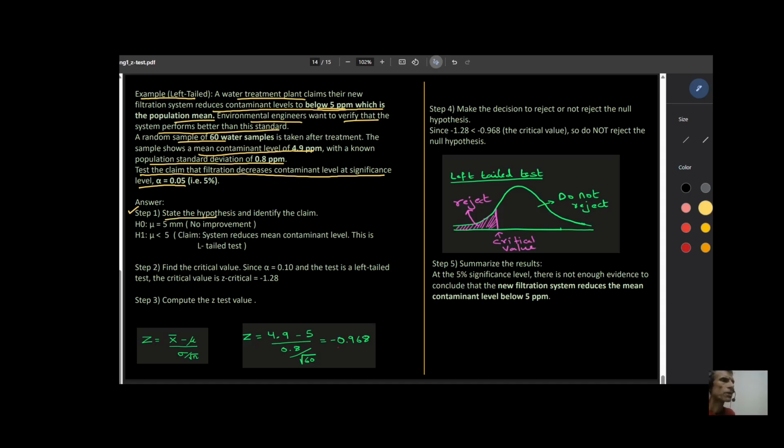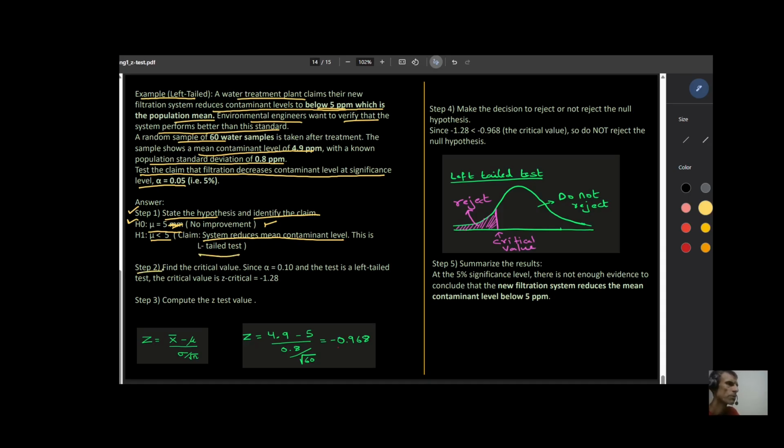State your hypothesis and identify your claim. My hypothesis is that my mean is 5 ppm. Your mean is less than 5; that will be my alternate hypothesis. So in this case, my claim would be that the system reduces my mean contaminant level. So this is a left tail test.